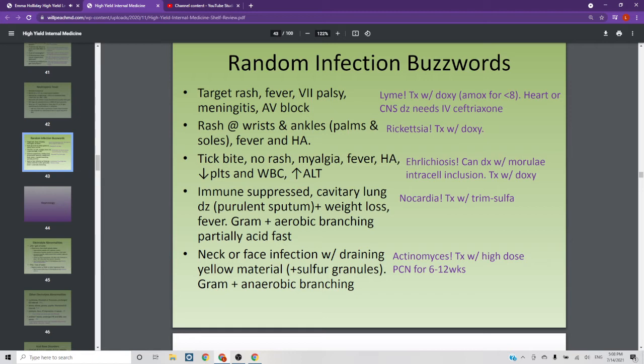Anyway, we also treat this with doxy. So take home message, if a tick bites you, take doxy. Because no matter what it is, even if you can't remember what exactly the bug is, if the question is how to treat it, the answer is doxy, unless you're a little kid and you're suspecting Lyme.